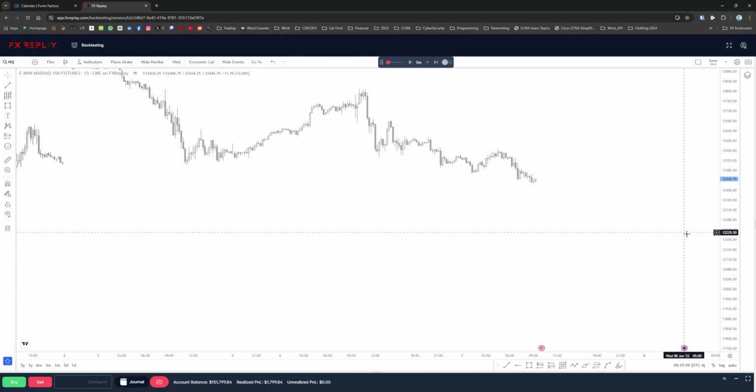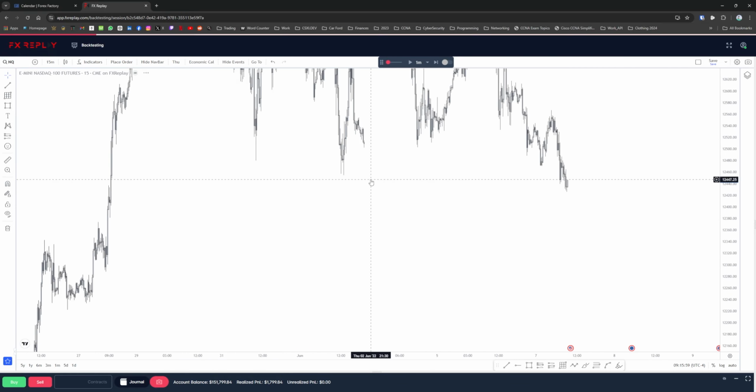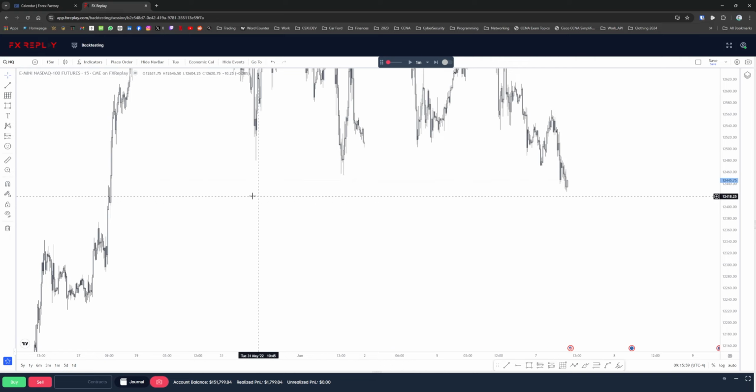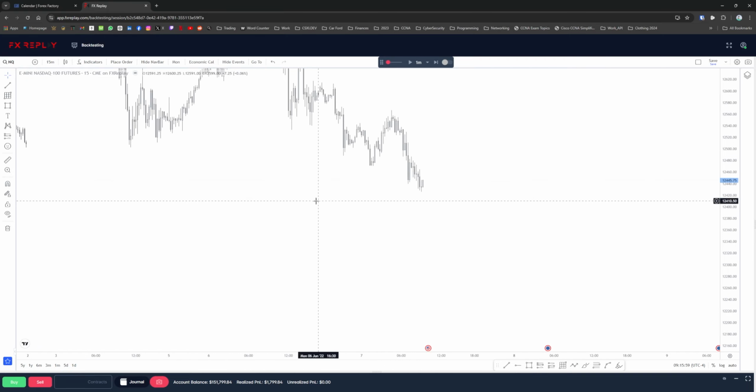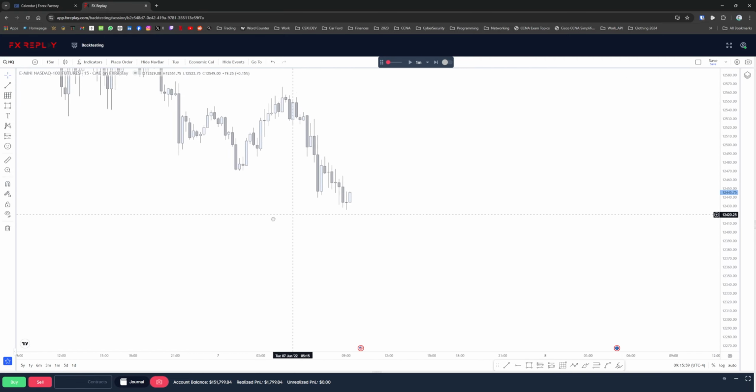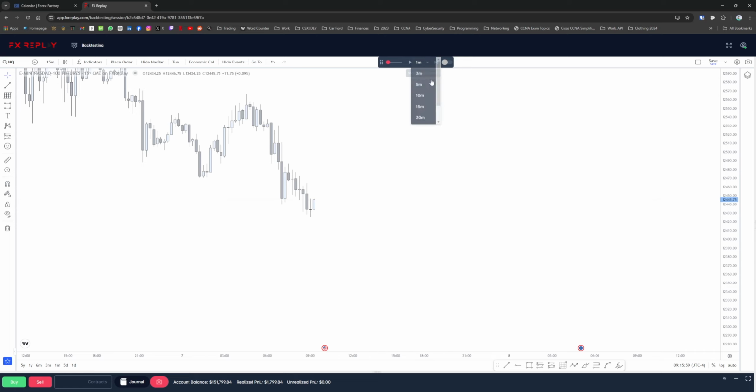15-minute before New York Open: below swing low, and then a bullish FVG. It's not complicated. Let's go to New York Open.